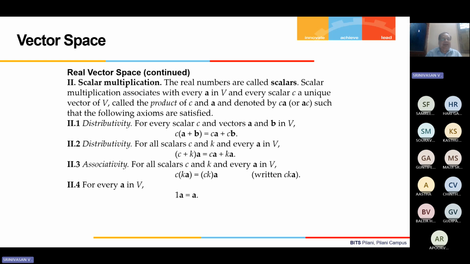So when these two conditions are satisfied with respect to the two binary operations of vector addition and scalar multiplication of a vector, then the non-empty set V consisting of vectors is said to be a vector space.